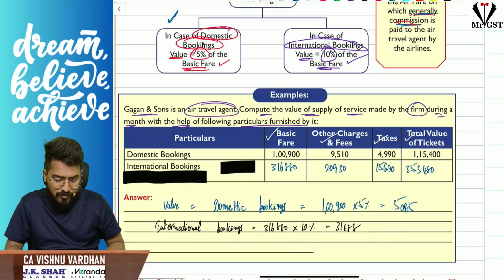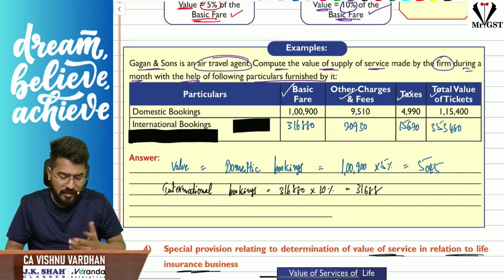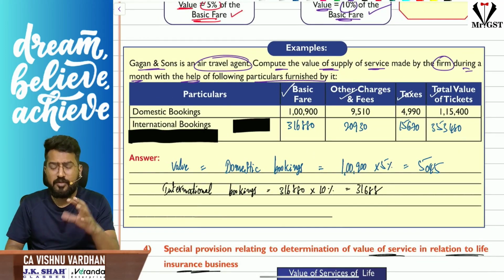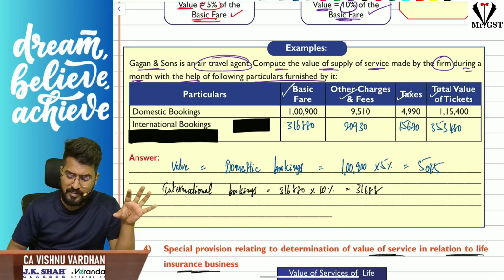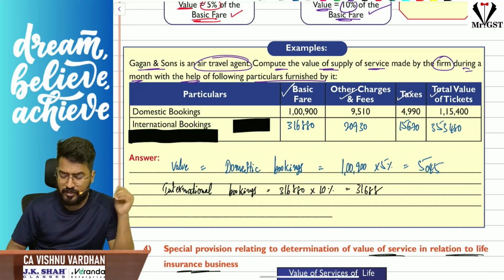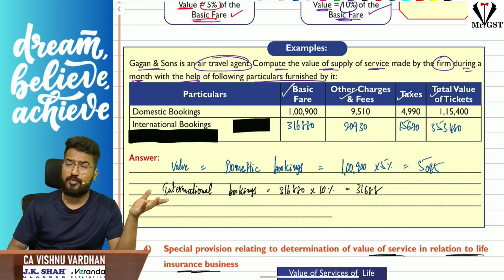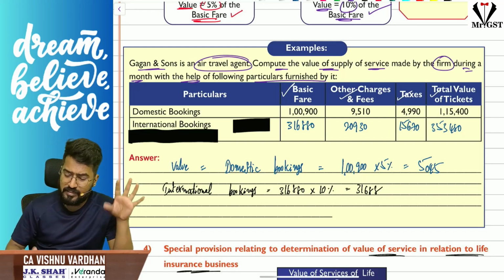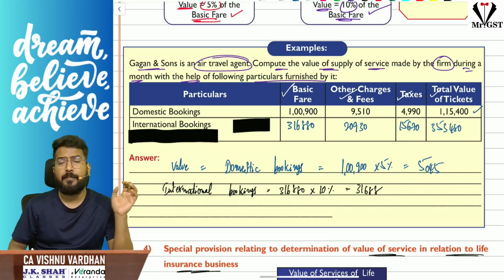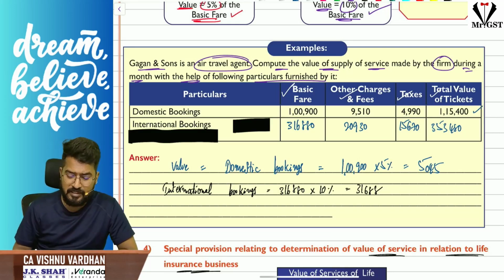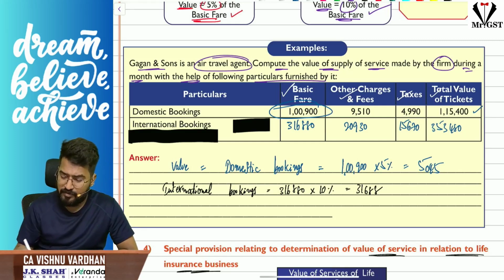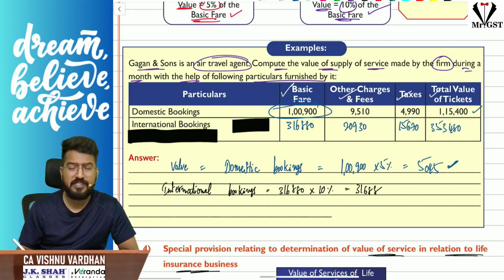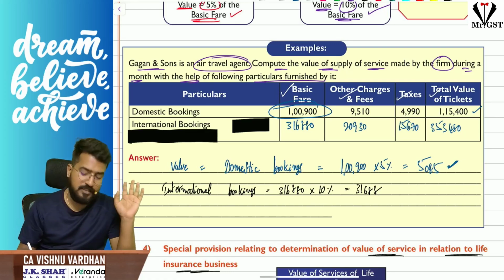Here, Gagan & Sons air travel agent is computing the value of supply. For domestic bookings, basic fare is 1,90,000, other charges 9,510, taxes 4,990. Total value of tickets is 1,15,400. But what is the value of supply as per GST? On this domestic booking, they can take 5% as value of supply, so 5,045 rupees is the value of supply. If they pay GST on that, it is more than sufficient.